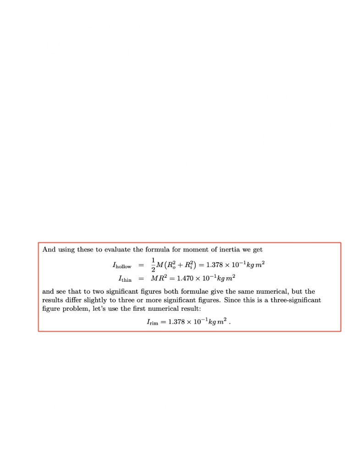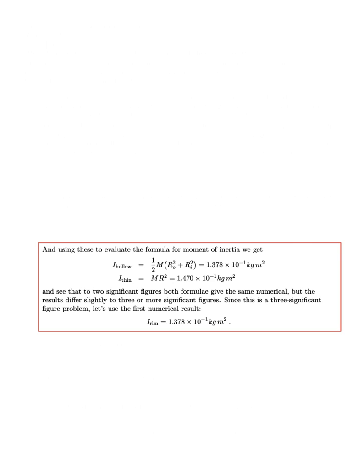Well, they're pretty similar, but they're not exactly the same. They're pretty much the same to 2 significant figures, but we have a 3 significant figure problem. So I think we're going to have to use the more accurate moment of inertia, for the shape that's closer to the actual shape of our wheel, our rim and tire. So I'm going to use 0.1378 kilogram meter squared going forward.